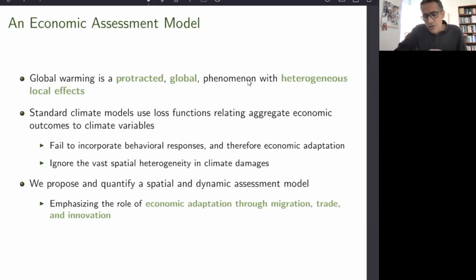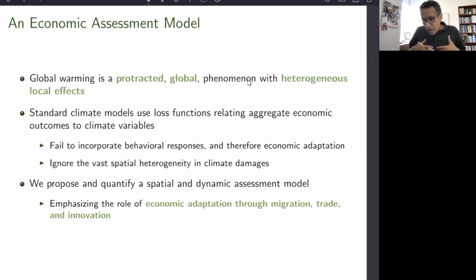A lot of the integrated assessment models out there essentially postulate relationships between global temperatures or temperatures in large regions of the world and output or output growth. We don't want to do that. We want to build a model that has those behavioral responses in them.